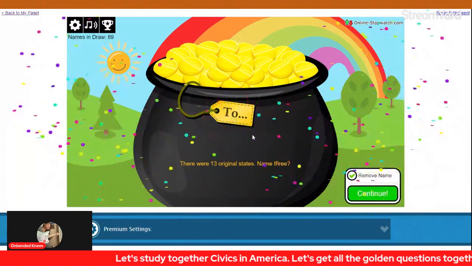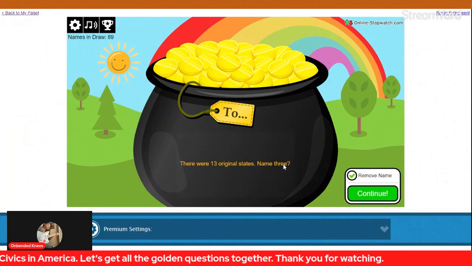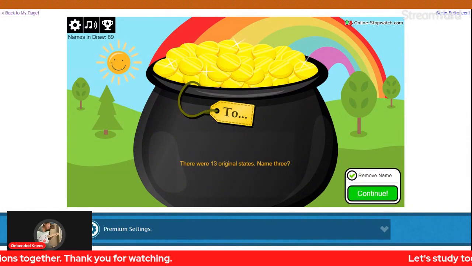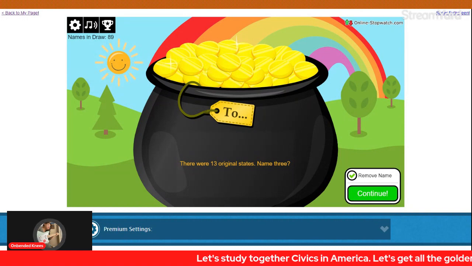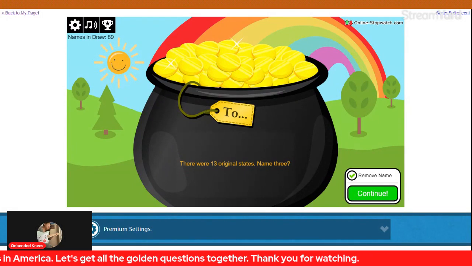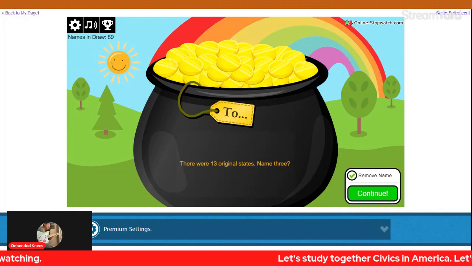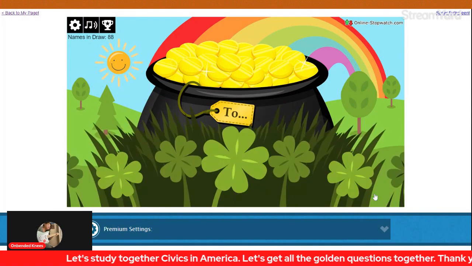Next, original states. Name three. New York, New Hampshire, New Jersey. So that's 13, but name three, only three. Georgia is one of the original. Massachusetts, Rhode Island, Connecticut, Pennsylvania, Delaware, Maryland, Virginia, the North and South Carolina. So 13, but three only.